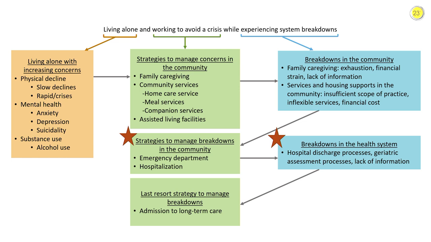These breakdowns in the health system then included hospital discharge processes that were difficult. Discharge often came as a surprise to families. They were not involved in the discharge process at an early point, and they were unprepared for discharge. Families felt that there were also problems with geriatric assessments. They didn't look for mental health and addiction problems very often. And overall, they had a lack of information about what to do when their older adult was discharged from the hospital.